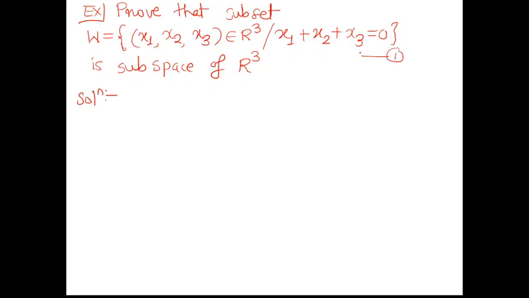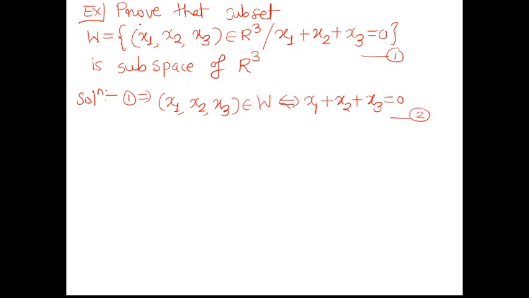So I can write from equation 1 what type of element will belong to W. First of all, it should be in the form of triplets. So it contains triplets, and triplets will be elements of W when they satisfy the condition that x1 plus x2 plus x3 equals 0. It means that when the sum of all elements of the triplet comes out to be 0, then it will be called a member of W. So this definition we are going to use in order to prove that any element belongs to W.